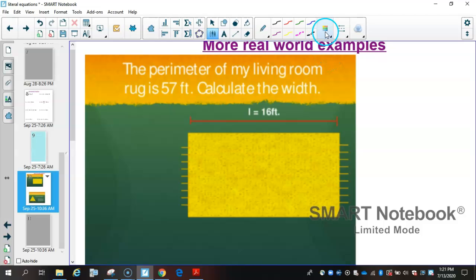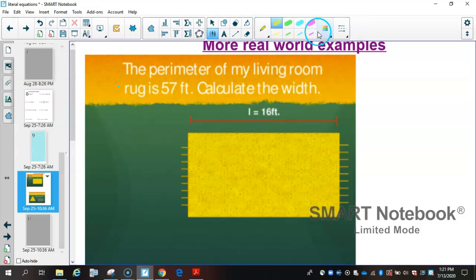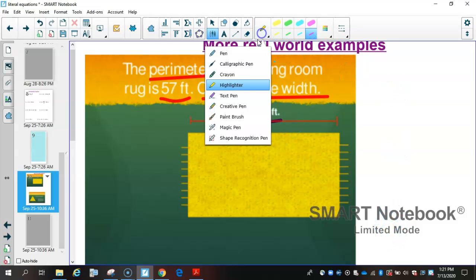Anyway, I digress. We need to first find what's important. I'm just going to underline instead of highlight because it's on this weird yellow. So we know we're looking for perimeter. And we know the total perimeter is 57 feet. And they want us to find the width. Now, they give us this picture of this rug and they say that the length is 16 feet. And we will look into that and use that here in a bit. But before we do that, we're going to pretend that we didn't see this picture first. And we're going to set this up.